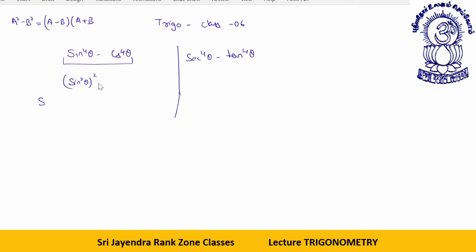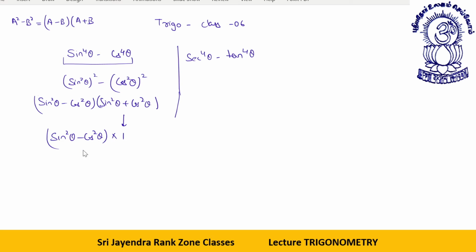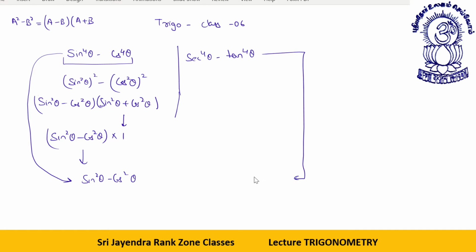I will read this as sine square theta square minus cos square theta square. A square minus b square will be what? A square, a minus b, a plus b. This will be 1. This will be written as it is: sine square theta minus cos square theta. This will be the first thing we will be discussing today. So your end result will be sine square theta minus cos square theta. Means wherever you see sine 4 theta minus cos 4 theta, you will just write it as sine square theta minus cos square theta. Similarly, you will just write this thing as sec square theta plus tan square theta.